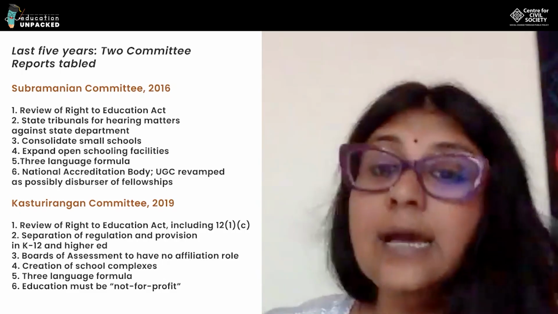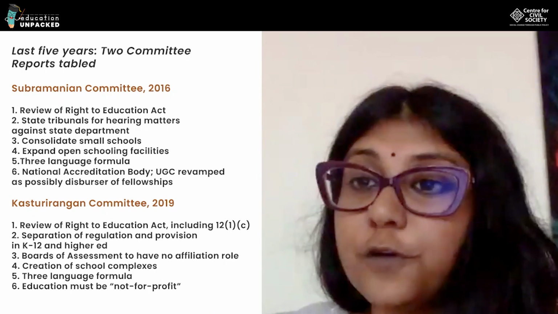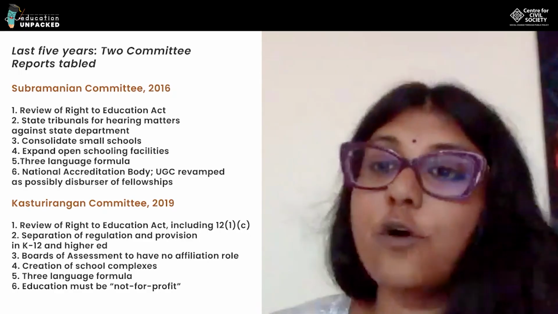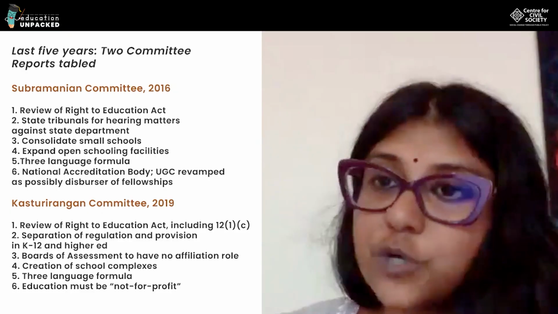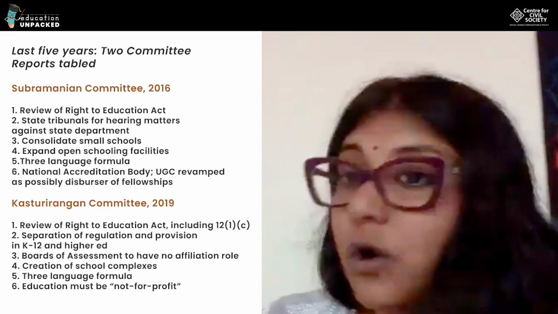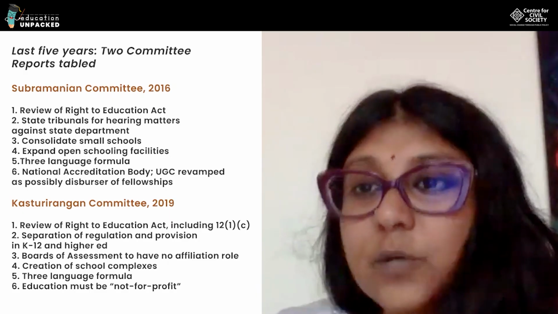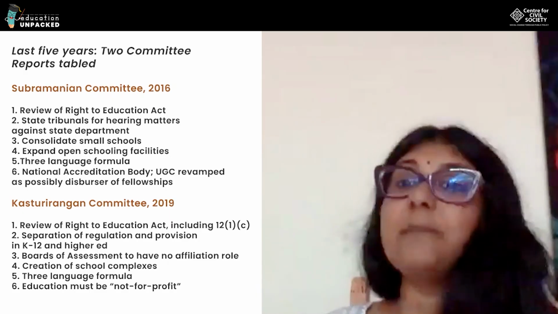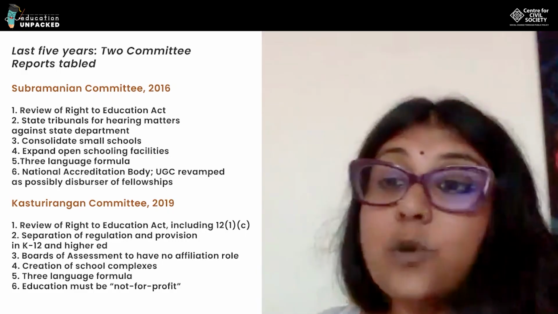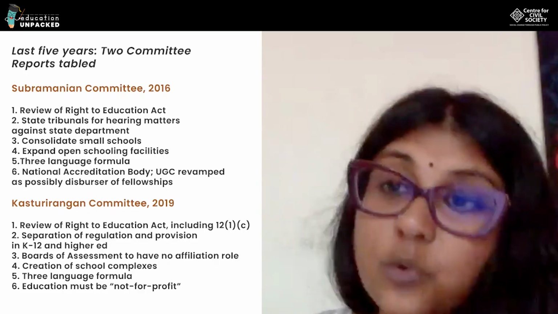Again, like the Subramanian Committee, the Kasturirangan Committee recommended a review of the Right to Education Act. In particular, it asked for a review of 12(1)(c). If you recall, RTE section 12(1)(c) refers to the reservation of 25% seats in private schools for children from economically and socially weaker backgrounds. And the Kasturirangan Committee observed that the scheme was not working as intended, and in fact was giving rise to a number of perverse consequences. And if the government were to consider an inclusion mechanism, perhaps direct benefits transfer was a different way of achieving the same ends. It also made a radical recommendation on revising the regulatory architecture around school and higher education.